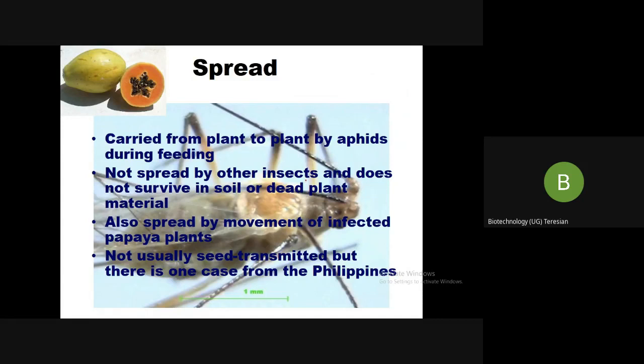That is why, if the entire farm is infected by this particular virus, what they do is burn the entire field. Also, it spreads by the movement of infected papaya plants. It is not usually seed transmitted, but there is a case in the Philippines wherein it was observed that the papaya tree was infected and reported that maybe the seed had carried the virus.